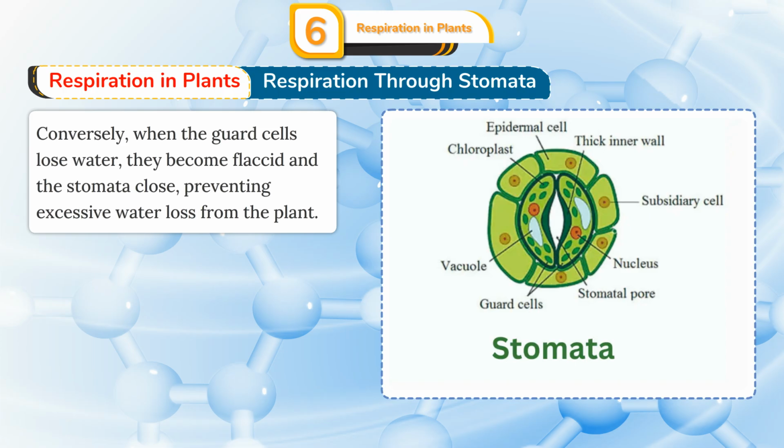Conversely, when the guard cells lose water, they become flaccid and the stomata close, preventing excessive water loss from the plant.